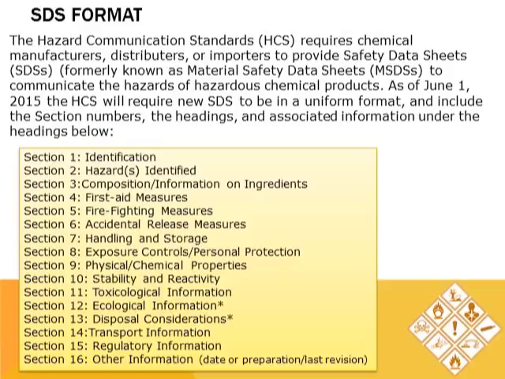As of June 1, 2015, the HCS will require new SDSs to be in a uniform format and include the section numbers, the headings, and associated information under the headings below. Section 1, Identification. Section 2, Hazards identified. Section 3, Composition information on ingredients.